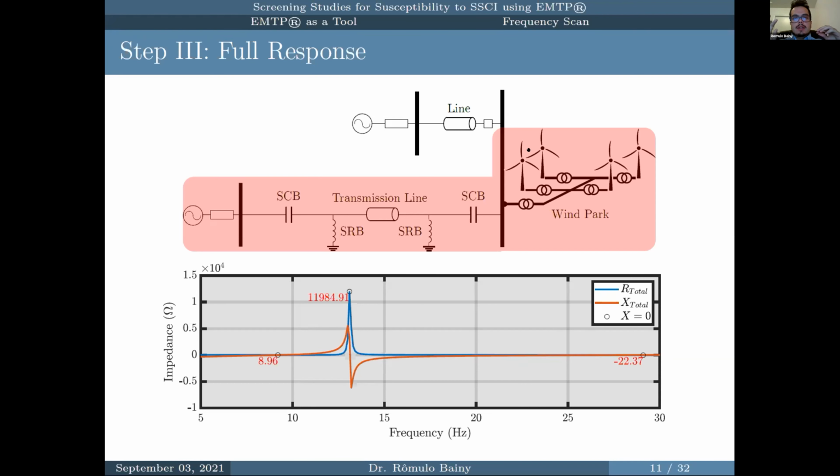About the protection of the wind park, we were monitoring all the protections that we have there, just so we don't get into any non-linearity when the protection triggers. So we were making sure that we were monitoring them for all these studies.